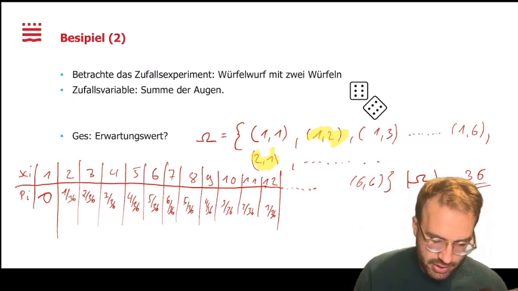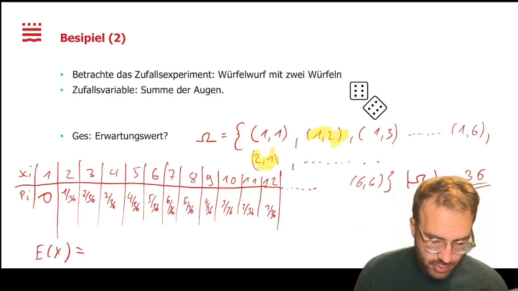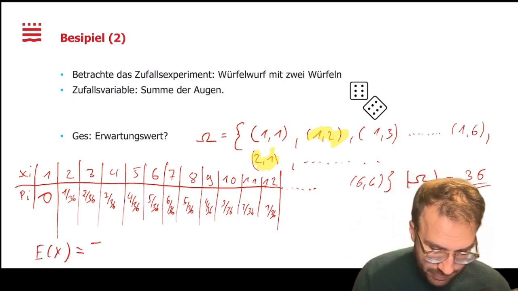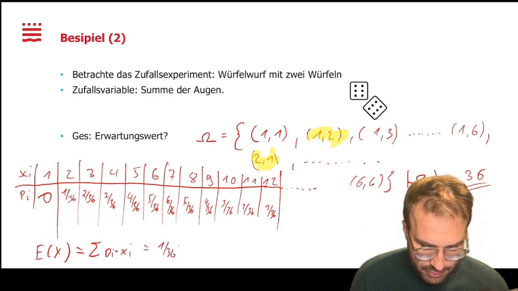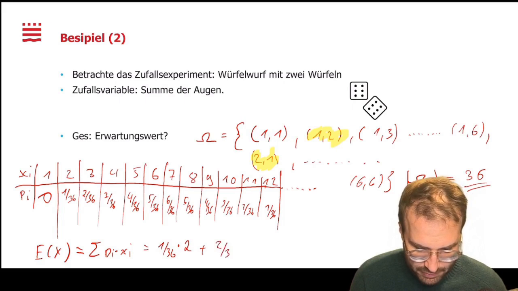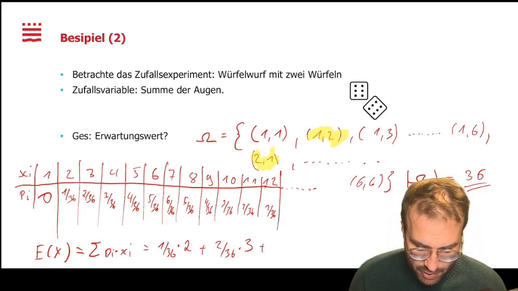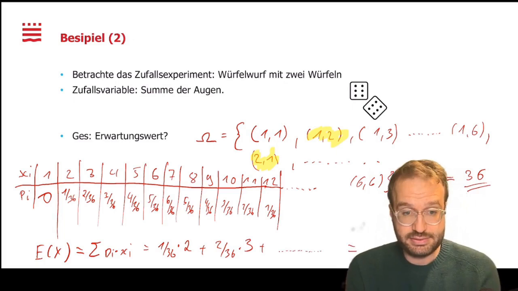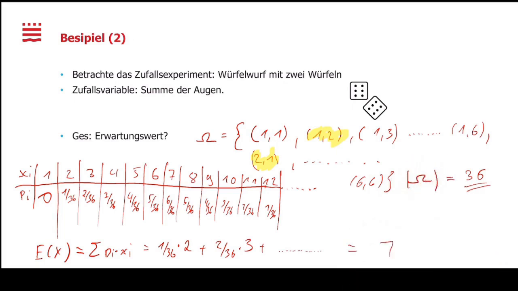And now, we need to determine the expected value. Now we have the distribution, and now we determine the expected value. So, what do we need to do? We need to sum, I'll write it down again, pi times psi, which means 1 out of 36 times 2 plus 2 out of 36 times 3 plus, and so on and so forth. I'm not going to explain it here. And when you calculate all of that, you will see that the expected value is indeed 7.